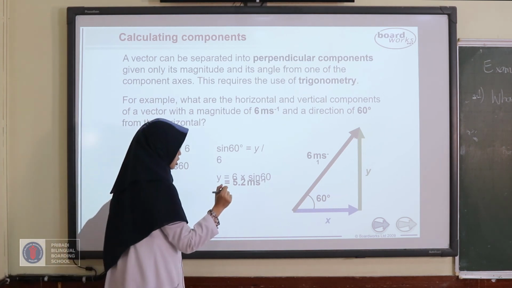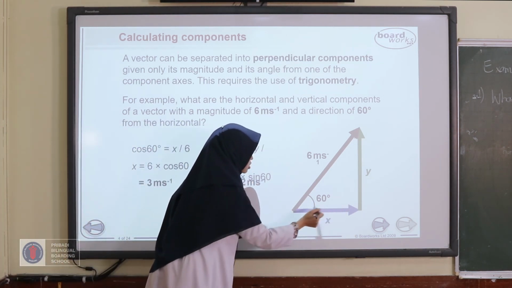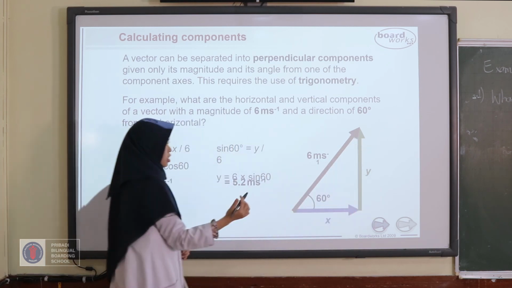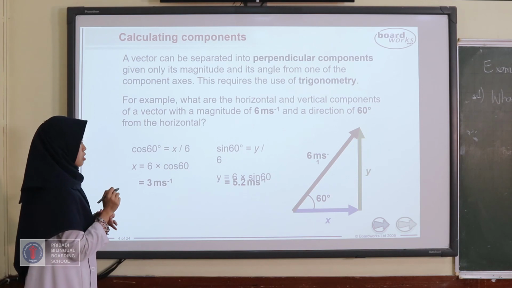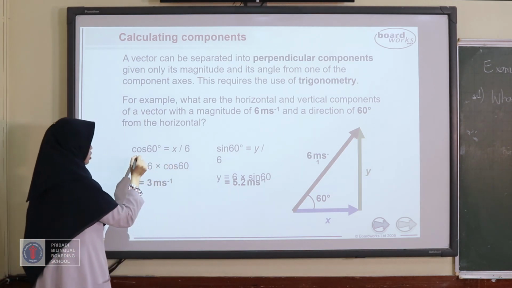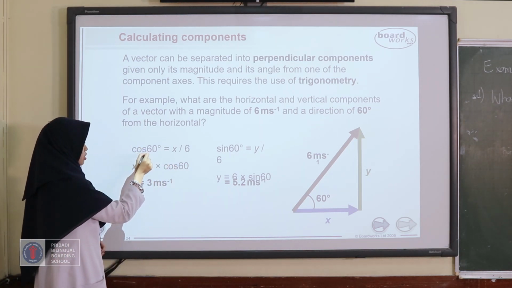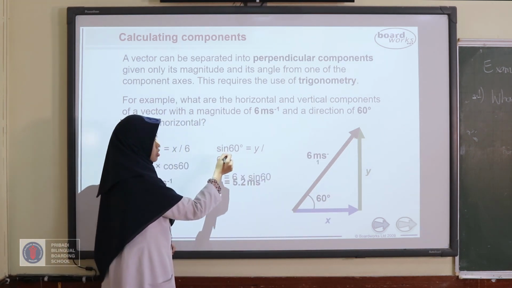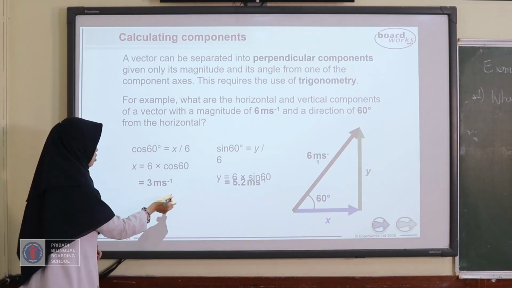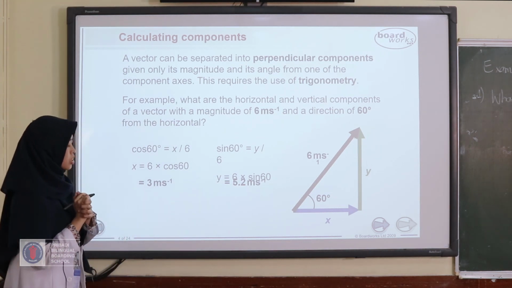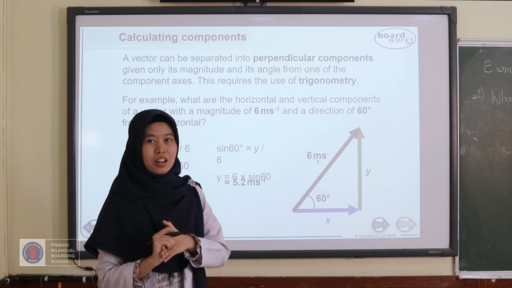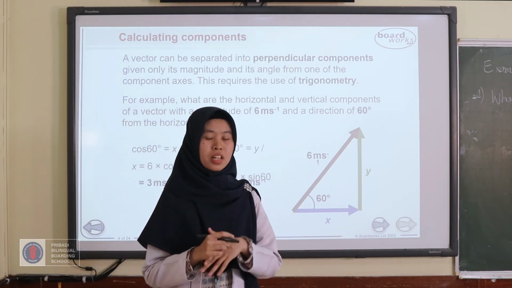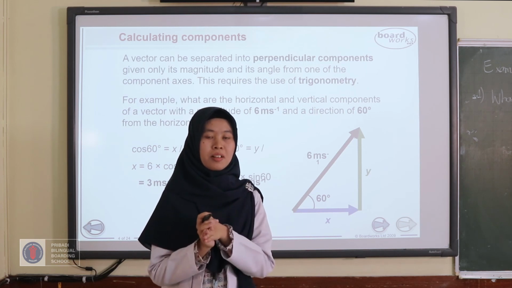Again, I will remind you, the blue one is the horizontal component, and the green one is the vertical component. For the horizontal component, you use cosine theta, but for the vertical component, you use sine theta. I think that's clear for you. In the next video, I'm going to show you in more detail how to solve some problems related to vectors.